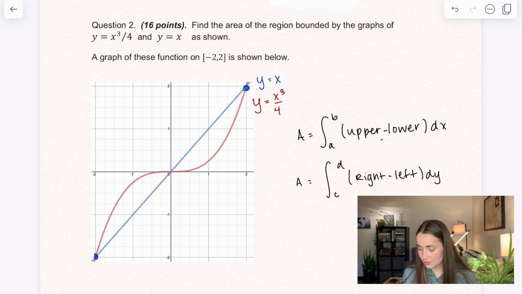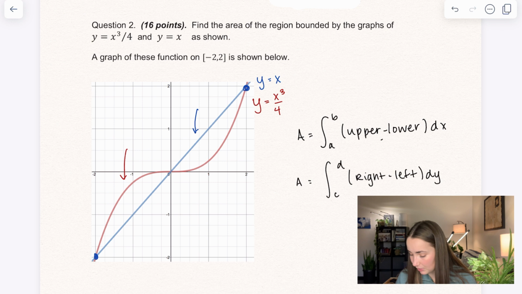So in our case, of course, we're going to be doing dx because we're going to find the distance between these two, which correspond with the x-axis or the x variable. So let's go ahead and talk about our upper minus lower. Notice that we're going to have to set up two different integrals because the upper switches. On the left side, our upper is the cubic function, and on the right side, our upper is the linear function.